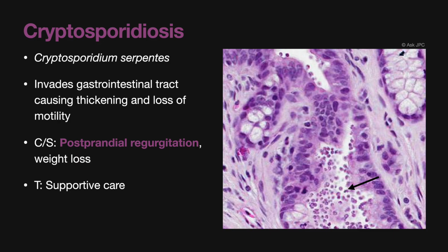Cryptosporidiosis in snakes is caused by Cryptosporidium serpentis. The pathogen invades the gastrointestinal tract, causing thickening and loss of motility. Clinical signs include postprandial regurgitation and weight loss. Treatment primarily focuses on supportive care.